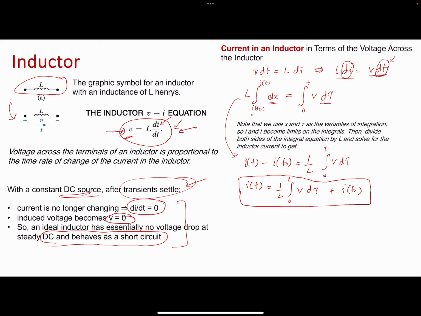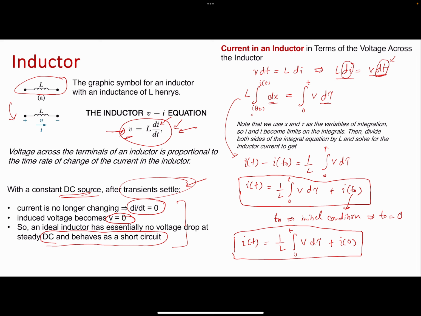Another important point is in most of the applications, t naught is the initial time, right? So when it's our initial condition, we call this time t naught the initial condition. And in most of these cases, we consider this time t naught as 0 seconds. So we can rewrite this entire equation as 1 over L, integral from 0 to t, voltage d tau plus I of 0. So here is the value of the current, and here is the voltage.